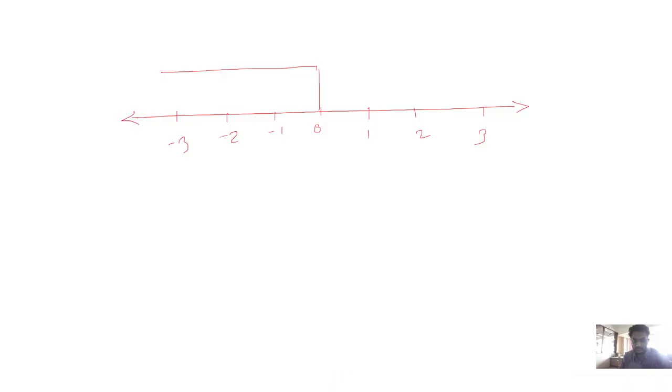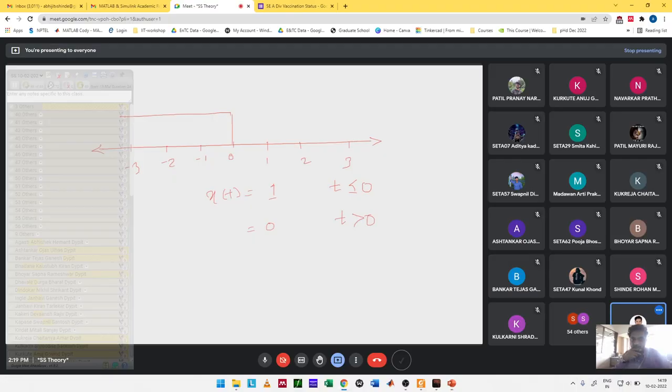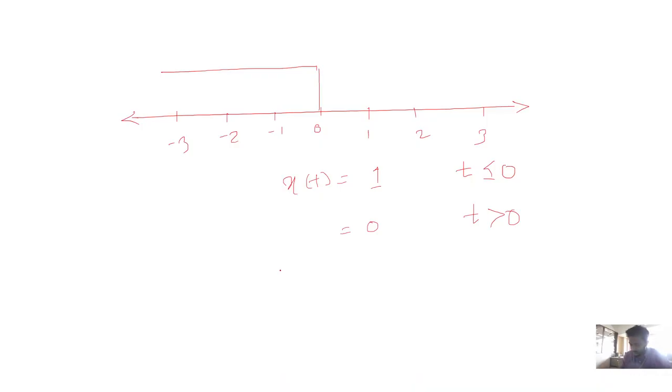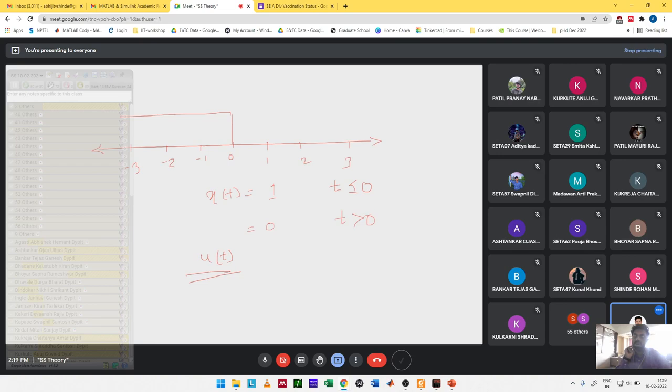So this signal can be represented as x of t will be 1 for t less than or equal to 0, and it will be 0 for t greater than 0. Right? So how can I represent this in u of t? Any guesses? Pranav, any guess? Do you understand this?